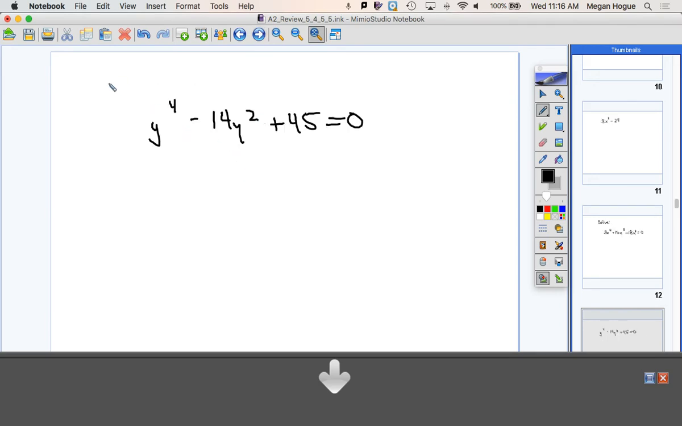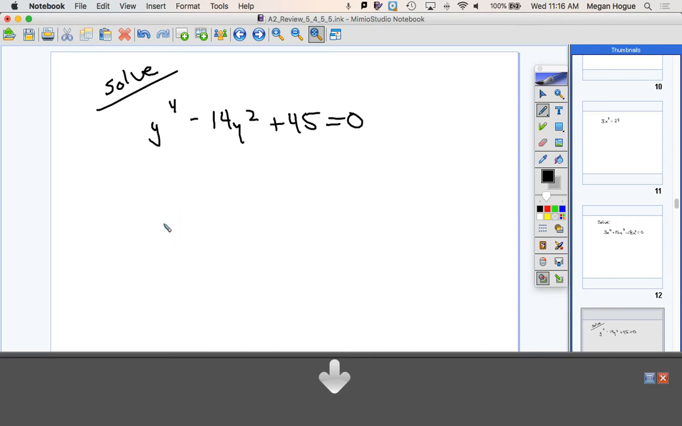Let's do this one. We're going to solve. And then we'll move on to the ones we were just looking at. So it's a y to the 4th. We're going to solve it. So that was another new type of factoring, higher powers. Y to the 4th minus 14y squared plus 45 equals 0.